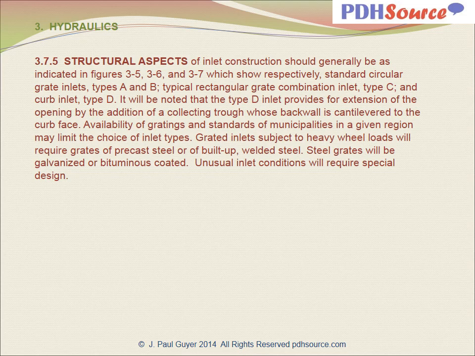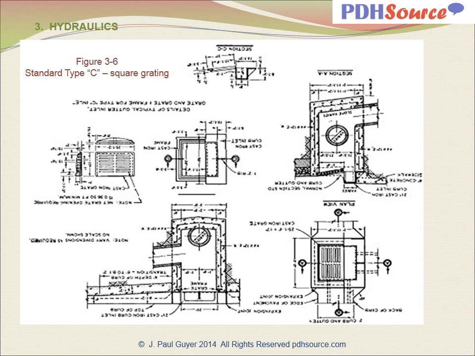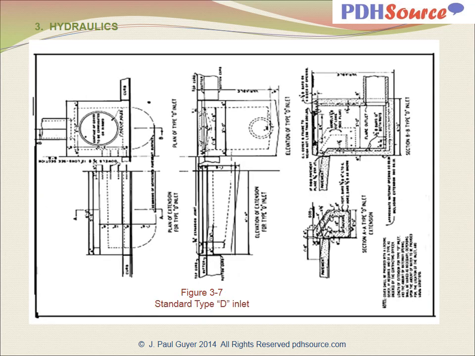Availability of gratings and standards of municipalities in a given region may limit the choice of inlet types. Graded inlets subject to heavy wheel loads will require grates of precast steel or of built-up welded steel. Figure 3.5 illustrates various types of inlets. Figure 3.6 illustrates various types of square grating type C in different applications. Figure 3.7 illustrates the type D inlet.